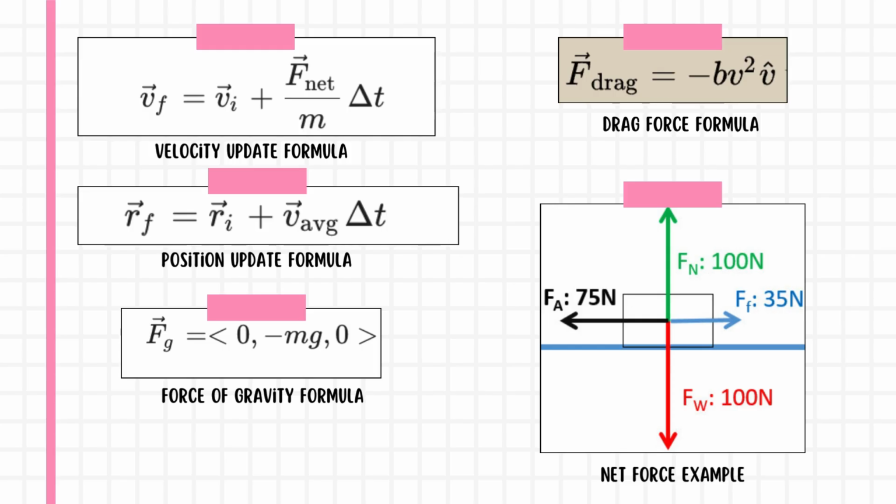First, we have the velocity update formula, which is derived from Newton's second law. This formula allows us to predict the velocity of an object as it moves through its trajectory. Next, we have the position update formula, which we can use in conjunction with the velocity update formula to predict the motion of an object.